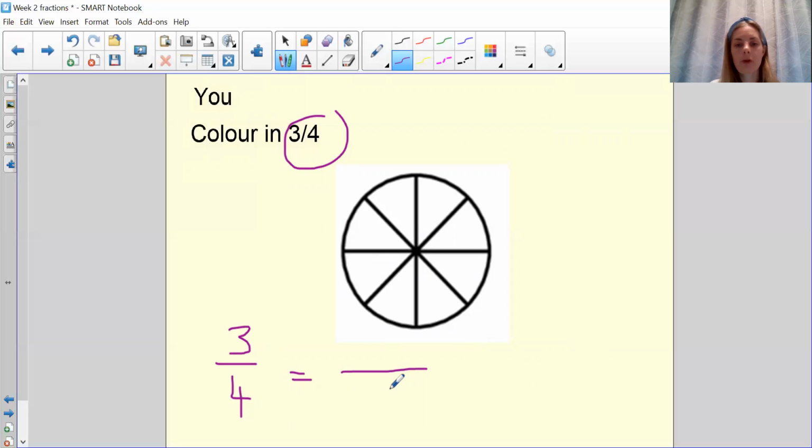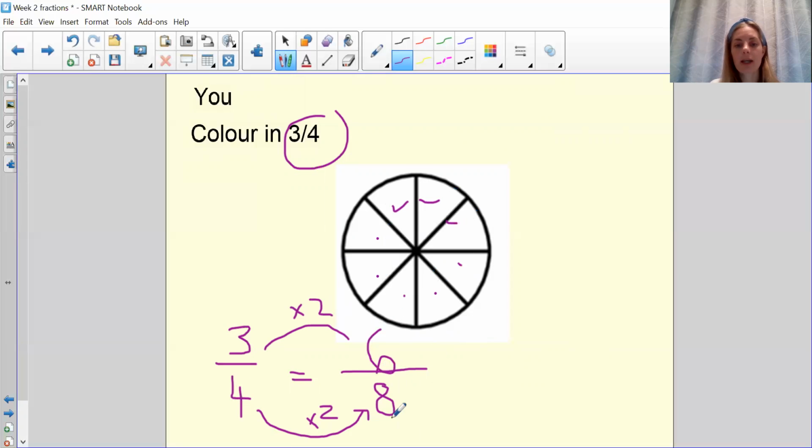Right, let's have a look. 4 goes, how many parts do I have here? 1, 2, 3, 4, 5, 6, 7, 8. I'm going to write 8. And now, what did I do to the 4 to get 8? I times it by 2. So what must I do to the 3? Times it by 2. And I'm going to get 6.